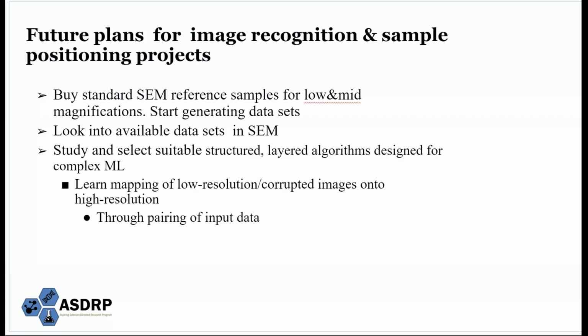And we also want to learn mapping for low resolution corrupted images onto high resolution. So if an image is corrupted, we want to see how we can use AI to help turn that really low resolution image into a high resolution image.